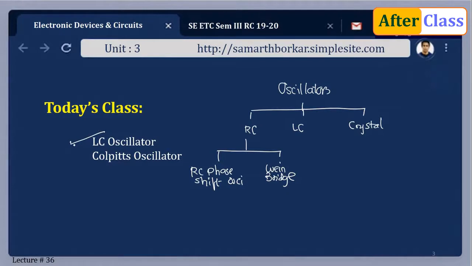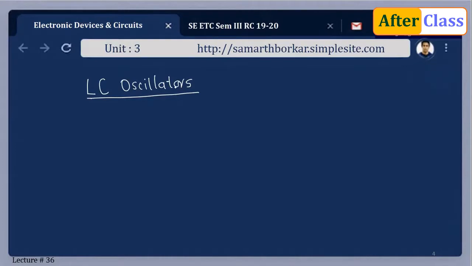Now before that we need to understand what are LC oscillators. The oscillators which use the elements L and C to produce the oscillations are called LC oscillators. The circuit using elements L and C is called a tank circuit or oscillatory circuit. Now this is the important part of LC oscillators. The circuit is also referred to as resonating circuit or tuned circuit.